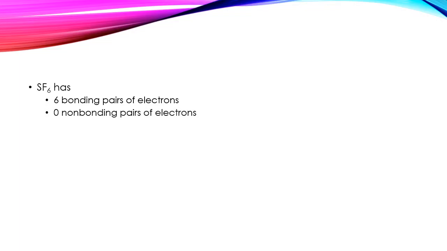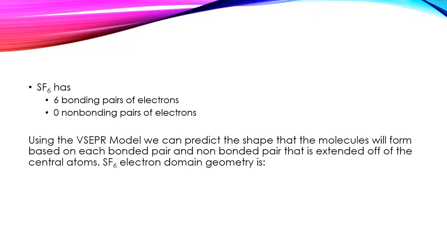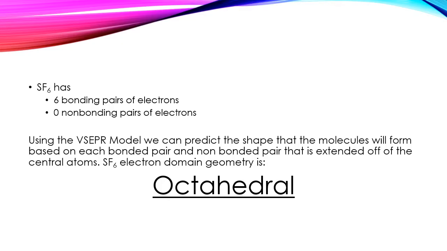As stated before, SF6 has 6 bonding pairs of electrons and 0 non-bonding pairs of electrons, which gives it a total of 6 electron domains. With this information that we have gathered, we can now use the VSEPR model to predict the shape that the molecule will form based on each bonded pair and non-bonded pair that is extended off the central atom. So in this case, SF6 having 6 electron domains has an electron domain geometry of octahedral.